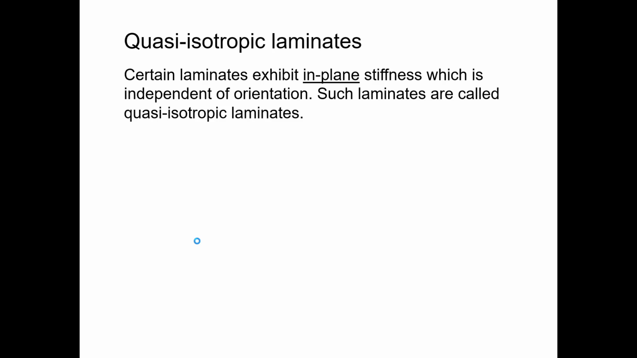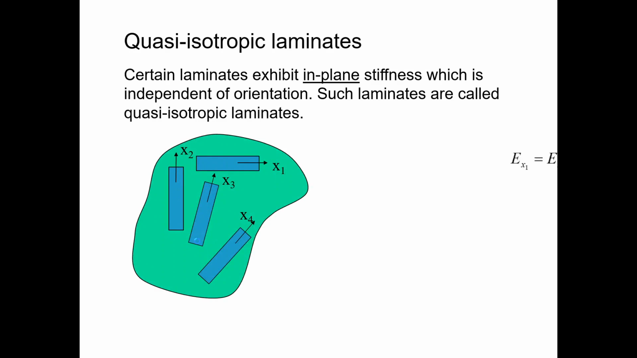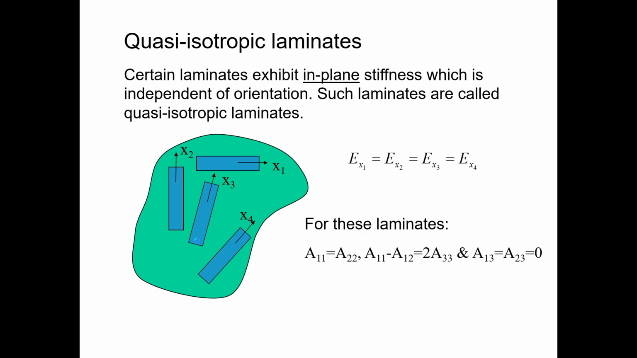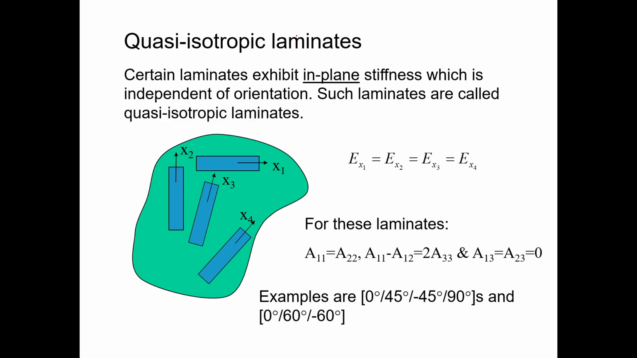In real applications, we typically use quasi-isotropic laminates, such that we have many different angles, but approximate the isotropic behavior, quasi-isotropic behavior. We want to have A11 equal to A22, and A11 minus A12 equal to 2 times A33, A13 equal to A23 equal to 0. Such conditions come directly from the quasi-isotropic laminates, as shown here.